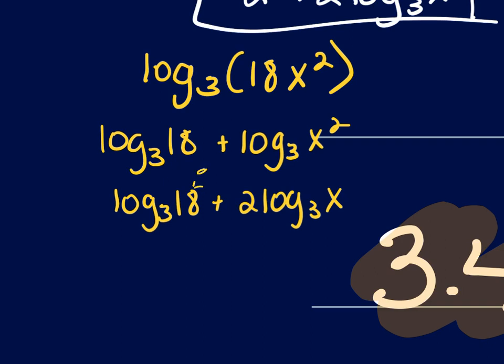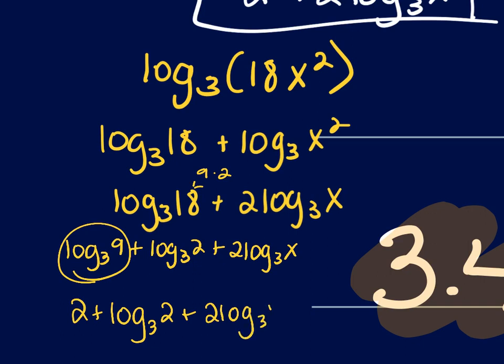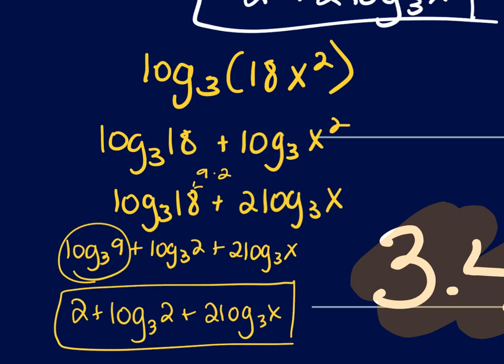18 is 9 and 2, which means this can become log base 3 of 9 plus log base 3 of 2 plus 2 log base 3 of x. And then this becomes 2. So sometimes you've got to break it down even further because a number could be the product of two numbers in which one can be broken down to simplify. And it's not as obvious. You've got to pay attention to stuff like that.